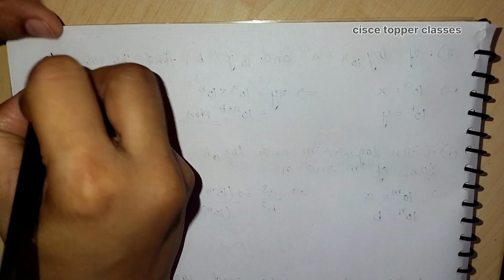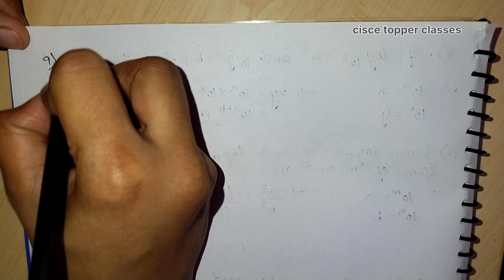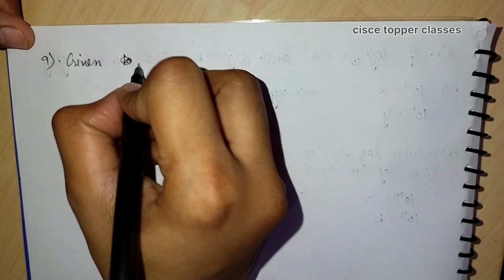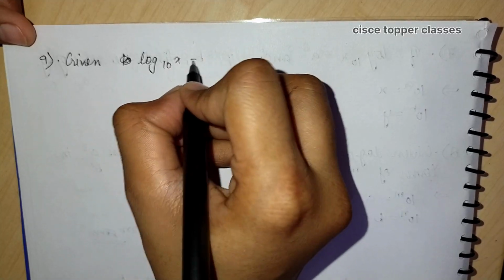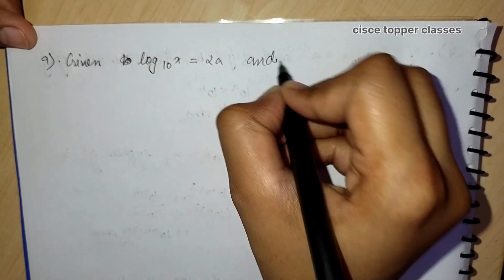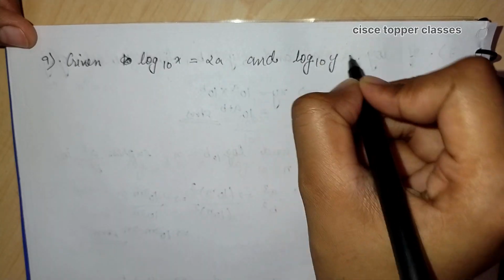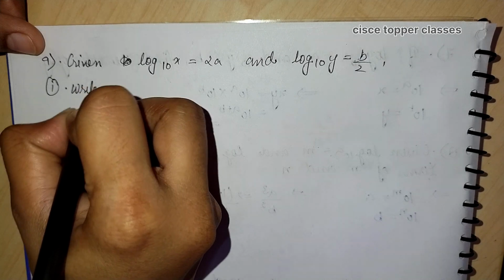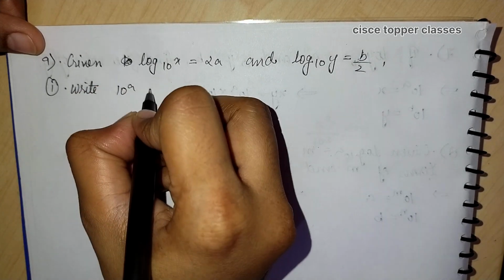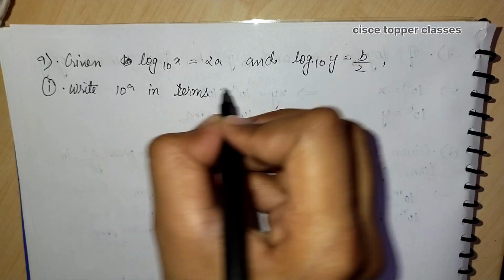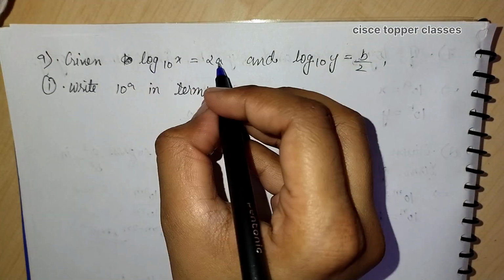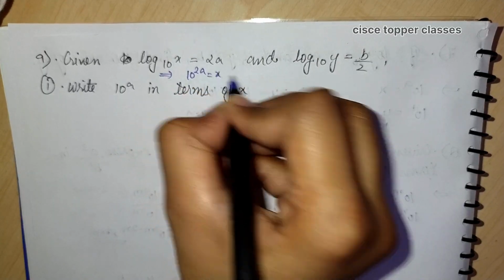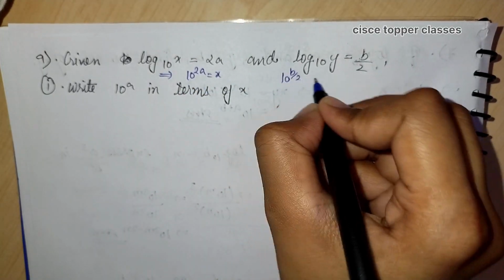Let us solve the ninth question here, in which the given information is log of x with base 10 is equal to 2a and log of y with base 10 is equal to b by 2. Here the first part is we have to write 10a in terms of x. So firstly we will write this logarithmic form in the exponential form. We can write this as 10 की power 2a equal to x. Here 10 की power b by 2 equal to y.